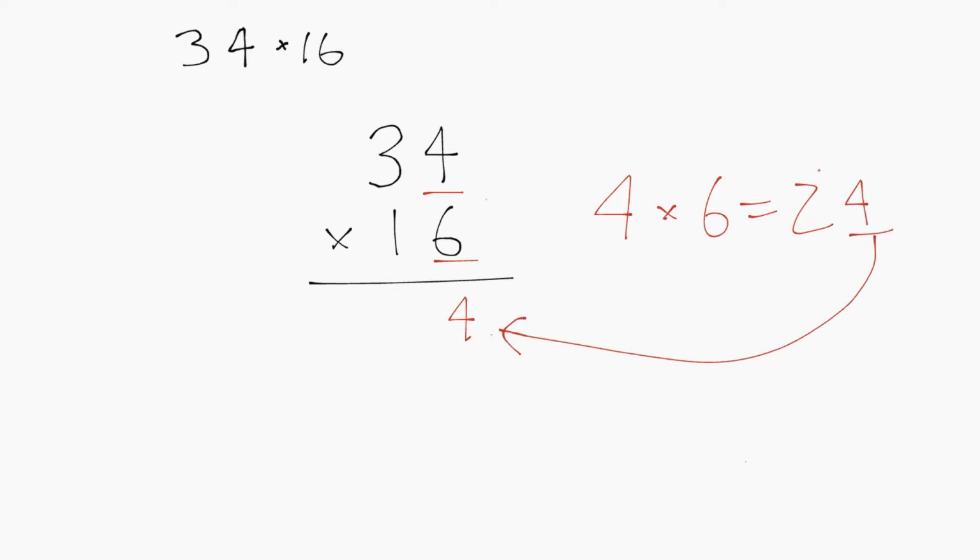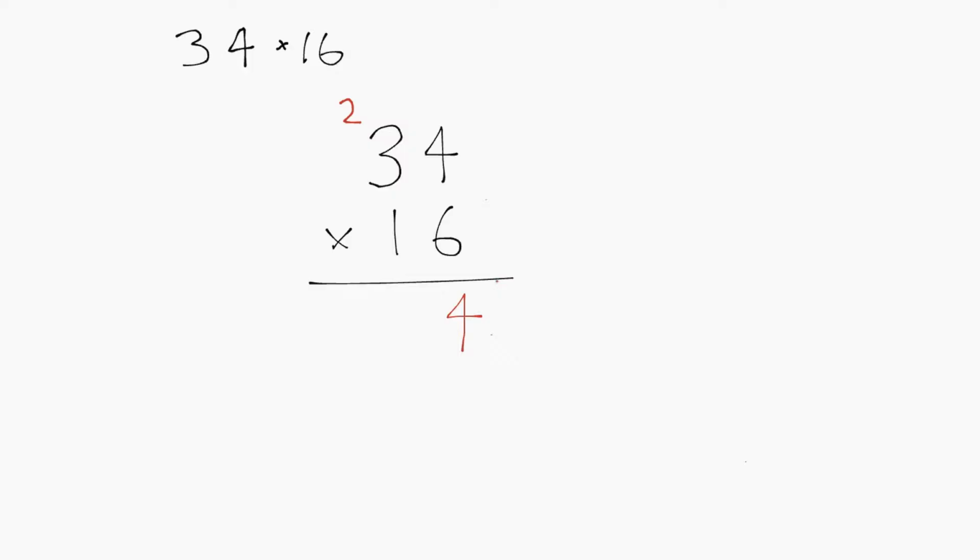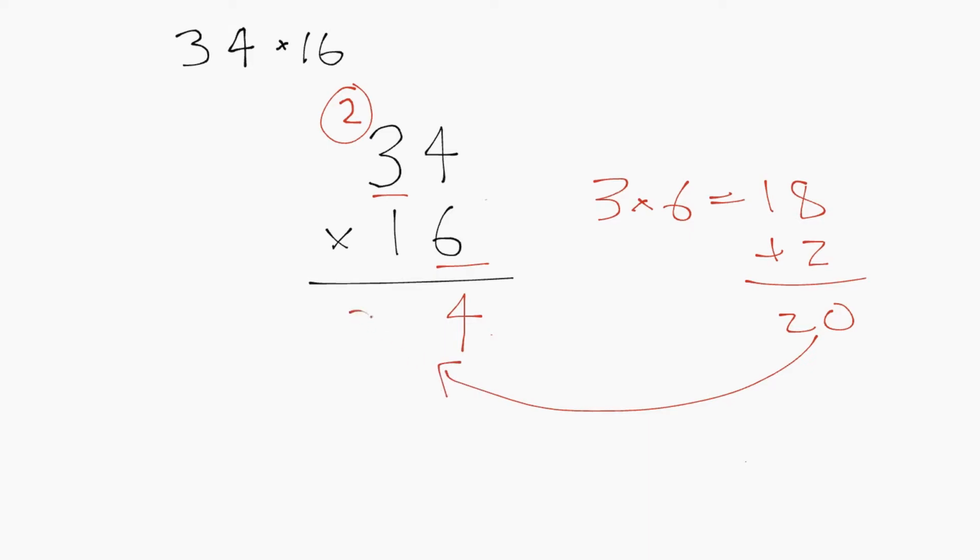And since there's a number in the tens place, that'll be the carry over, and you carry that over to the tens place. Next, you multiply the tens digit of the top number by the ones digit on the bottom number, and add the number that you carried over. So you multiply 3 times 6, and you would get 18, and then you add the carryover, which is 2, to get 20. So you just move that 20 over next to the 4.